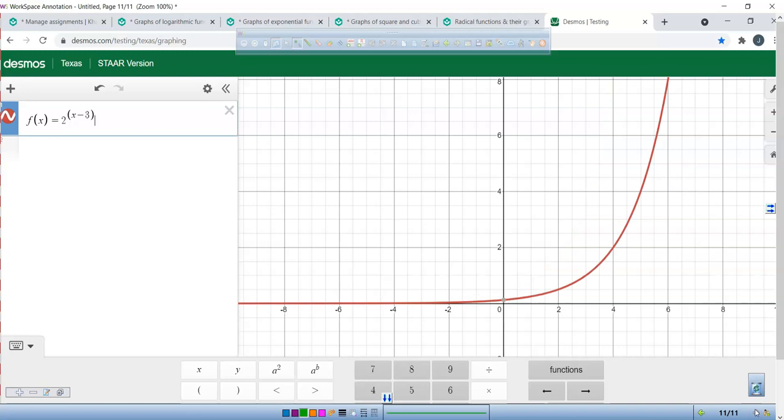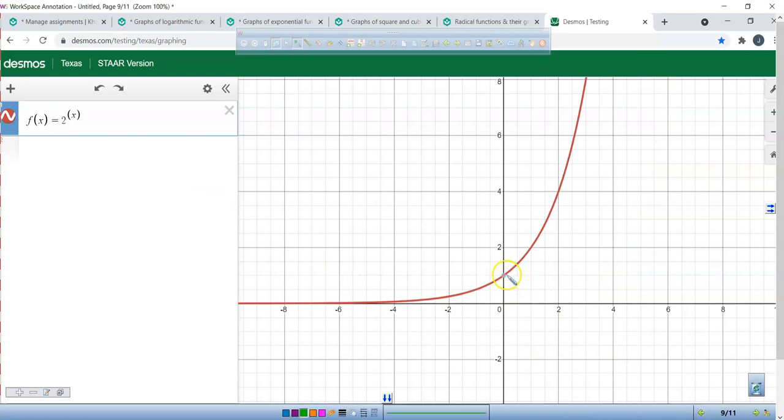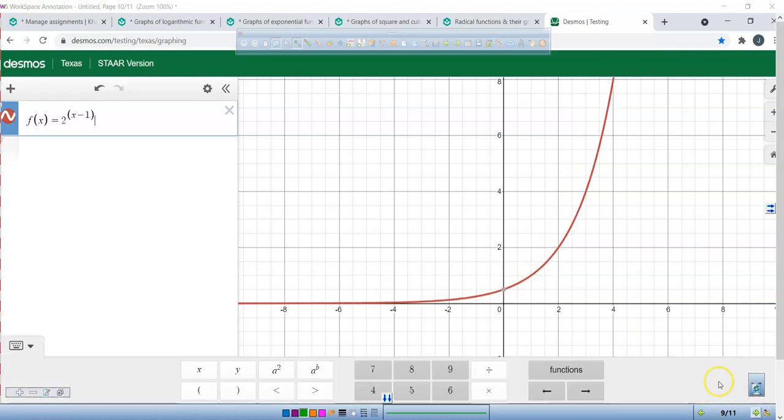What's happening to our graph? What do you think is happening in our graph right here? It's not stretching. It's shifting. It's shifting what direction? To the right. So our very first graph, we were at a 0 and a 1. The next graph right here, we're at a 1 and a 1. Where do you think we're at there?